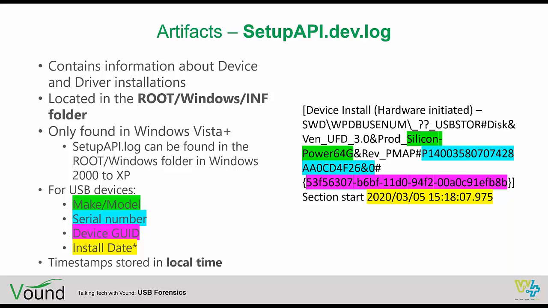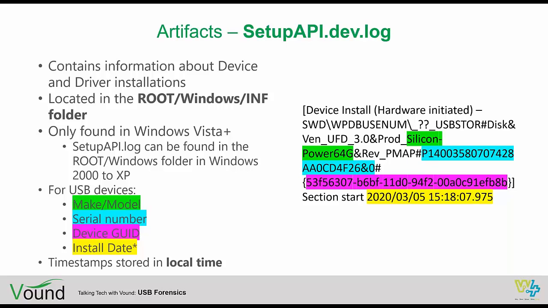If you're investigating anything earlier, you will find similar information in the SetUpAPI.log file in the root/Windows folder for Windows 2000 to Windows XP. I have an example of an entry in the log for a 64 gigabyte Silicon Power flash drive. Here you can see the make and model information, serial number, device GUID, and install date.